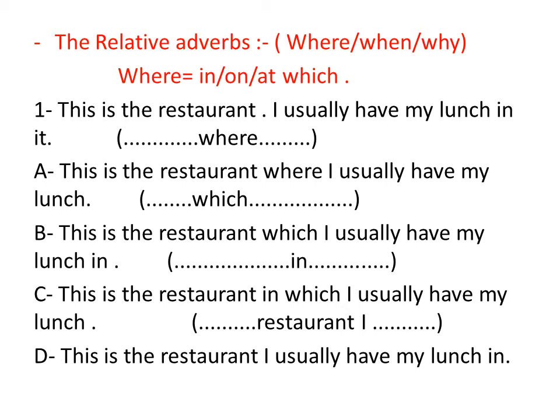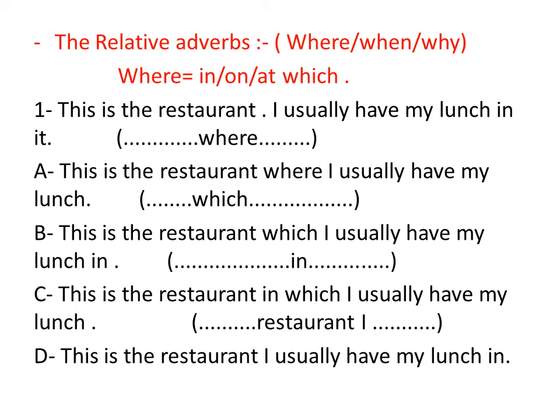Okay, we can also answer this question in a different way, and it's also a correct one. As I mentioned before, we can omit the relative pronoun itself if the repeated noun in the second sentence is an object. So we can answer this question as it is written in the answer D. This is the restaurant I usually have my lunch in, but don't forget to put the preposition in at the end of the sentence.